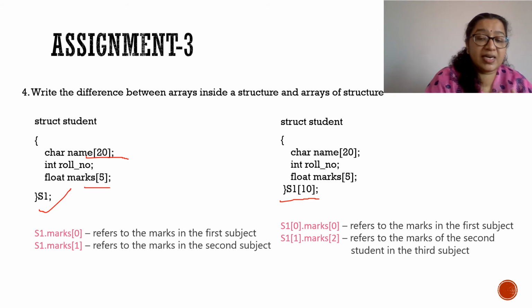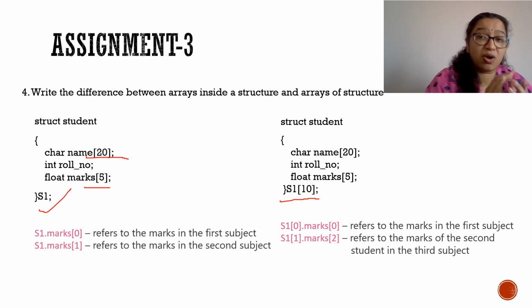S1 is the variable here. S1 of 0 means first student, first cell. So first student, first mark is S1 of 0 dot marks of 0. Then second student. In this example, I put second student, third subject mark.